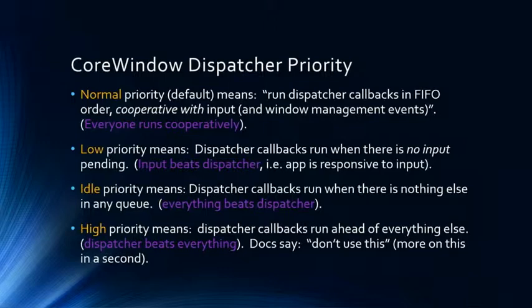The dispatcher itself has 4 priorities. And so normal is everybody runs together. Low means input beats the dispatcher. Idle means everybody beats the dispatcher. And so I'm sorry, these are when you create a work item for the dispatcher, this is one of the arguments. And high means, well, our documentation says don't do that. And I'll tell you what that really means in a second.